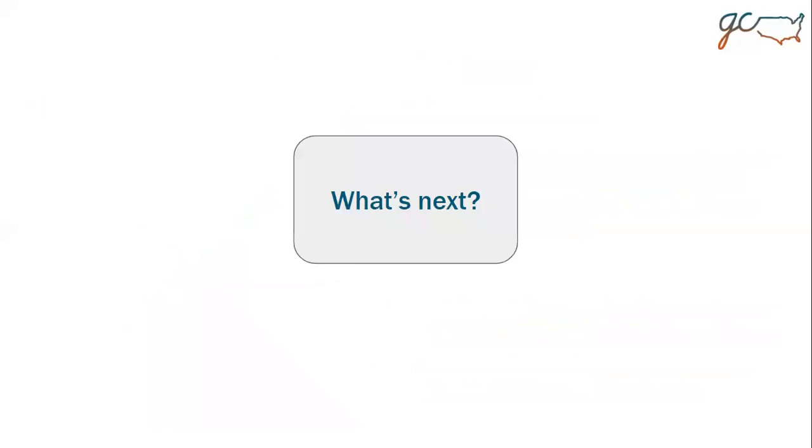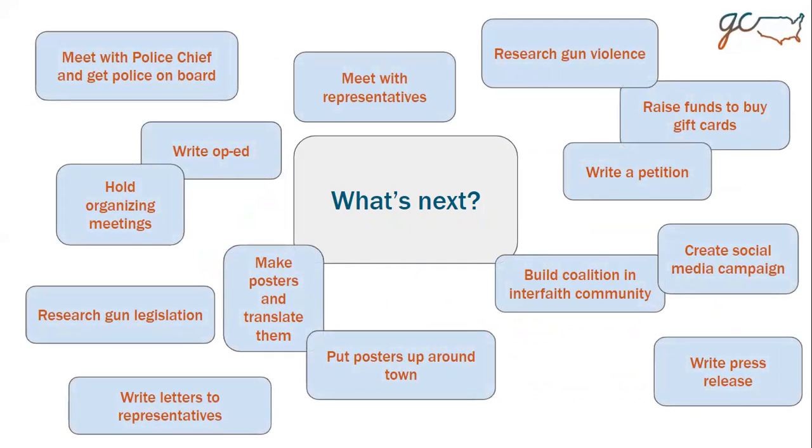And so once they came up with that goal, what's next? And this is where you get the spinning plates, lots of stuff happening in the classroom, as they're doing all these different tactics. I won't read all of them out loud, but you'll see that they met with the police chief to get the police on board. They wrote an op-ed, which was published in the Lowell Sun. They wrote a petition. They put posters up around town to rally support. They had to research gun legislation to understand those pieces. And it was interesting, they also were building a coalition of the interfaith community to bring in religious groups to this.